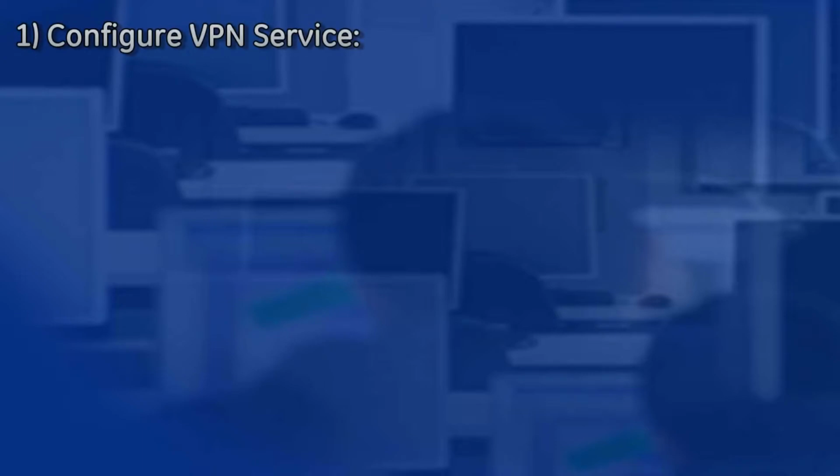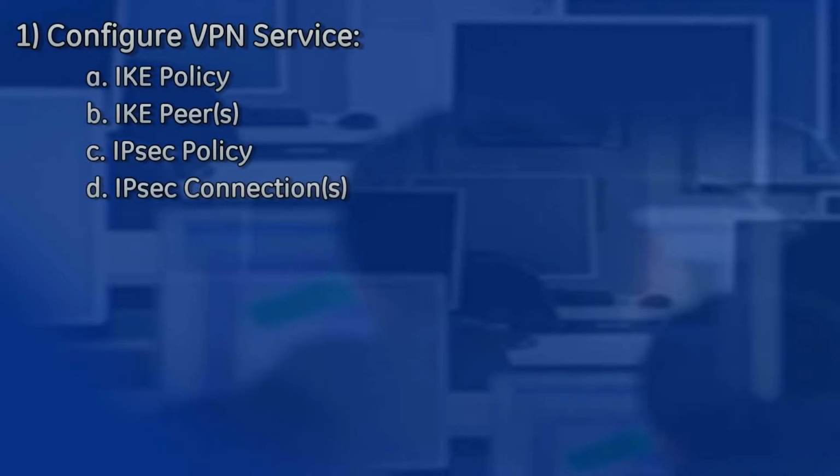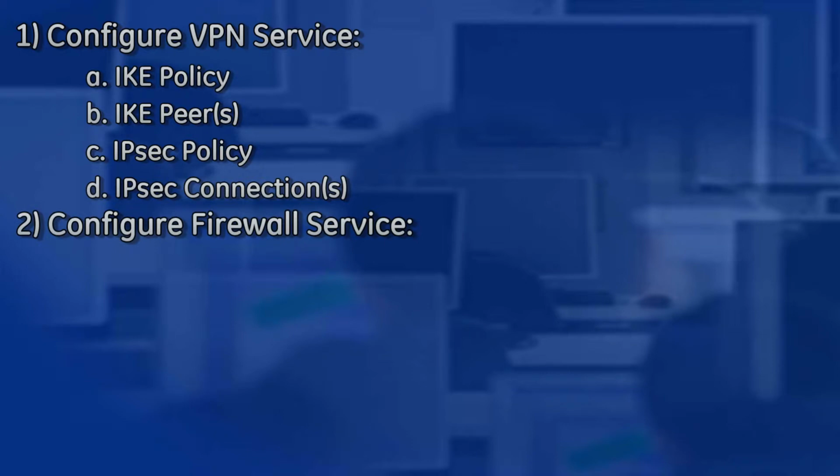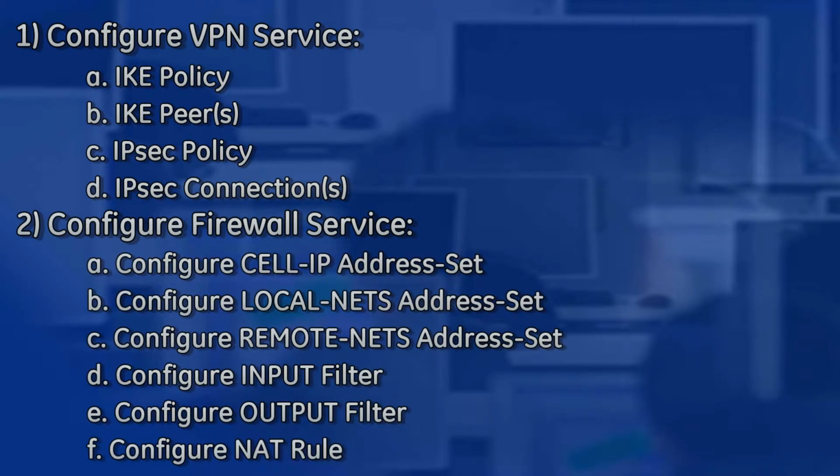Configuring IPsec on the Orbit MCR consists of the following: configuring the VPN service, which includes the IKE policy, IKE peers, IPsec policy, and IPsec connections. Configuring the firewall service, which includes configuring a cell IP address set, a local nets address set, a remote nets address set, the input filter, the output filter, and a NAT rule.